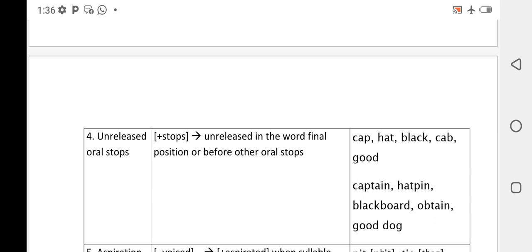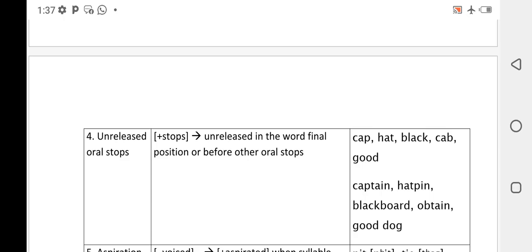But these voiceless stops occur at the word final position, or before other oral stops. When they occur in such a position, they become unreleased. For instance, cap. When I am producing the p in cap, it looks like it has been swallowed back, so it is said that it is unreleased. It is an unreleased sound or unreleased oral stop.